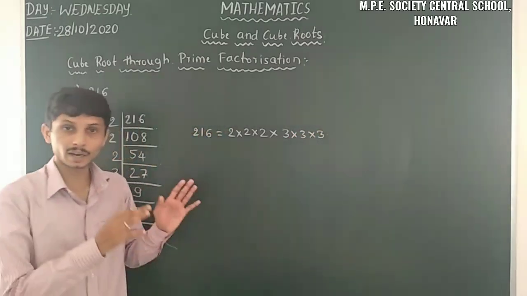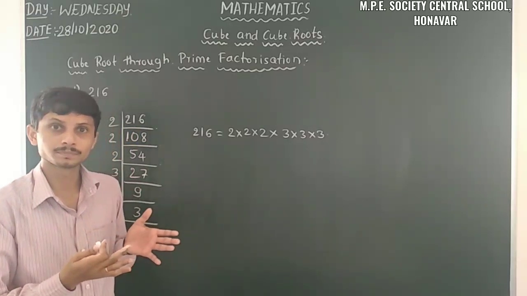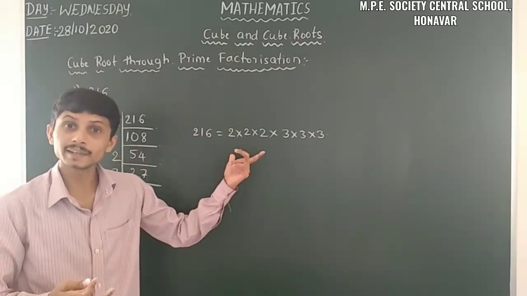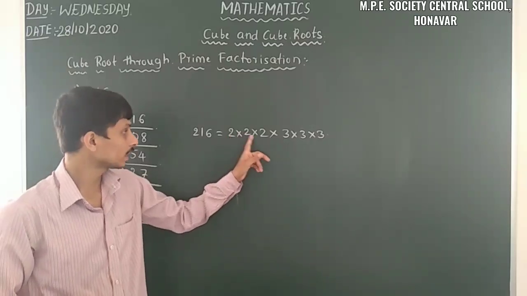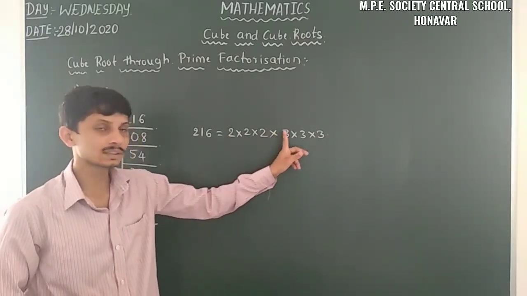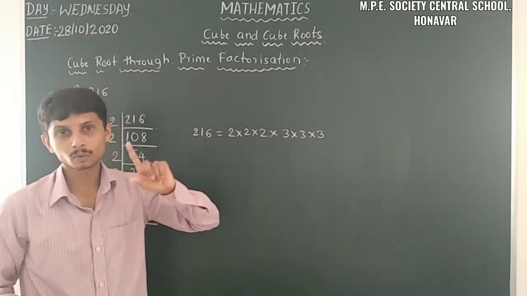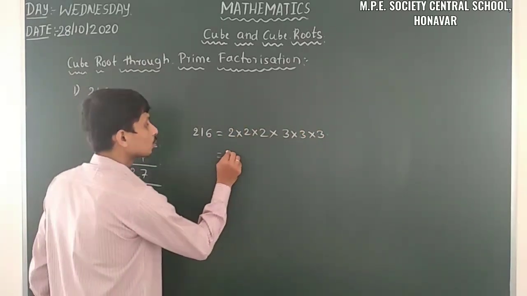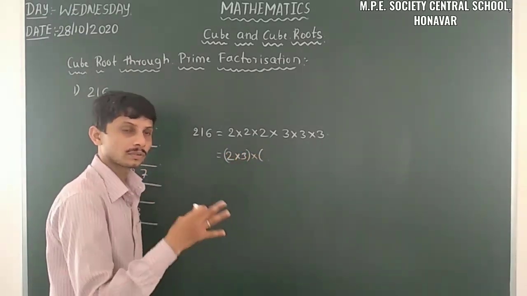So that means here we have to make 3 identical groups. Here there are 3 2's and 3 3's, so 1 2 and 1 3 make one group. So that's why 2 into 3, we have to divide that one.